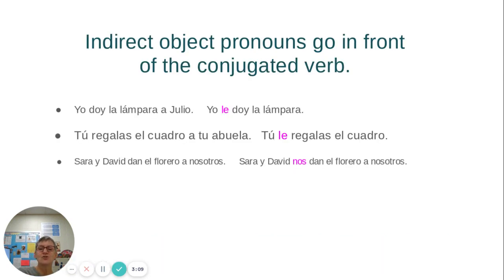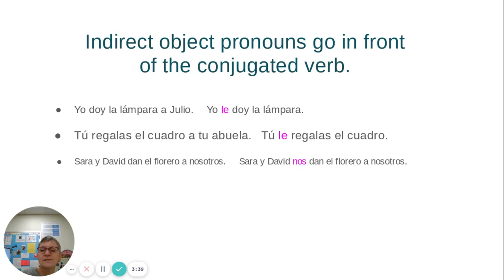Indirect objects, just like the direct objects, go in front of the conjugated verb. Yo doy la lámpara a Julio. Who am I giving it to? Julio. So I replace Julio with le, and it goes in front of the verb. Número dos, tú regalas el cuadro a tu abuela. Who's it going to go to? Tu abuela. I replace tu abuela con le. Tú le regalas el cuadro.